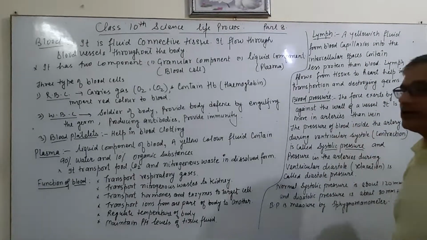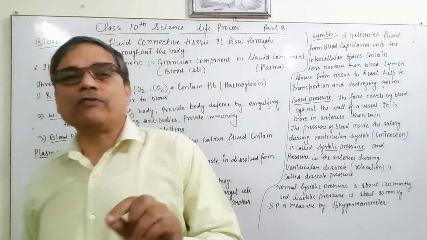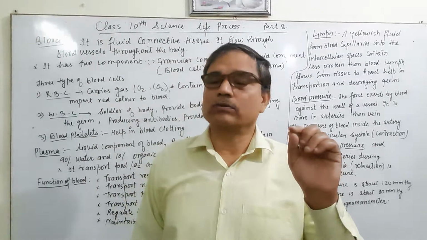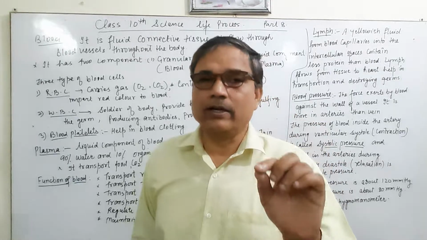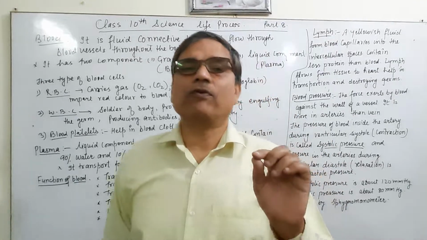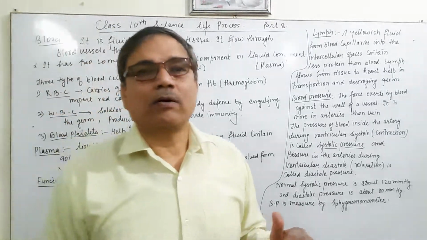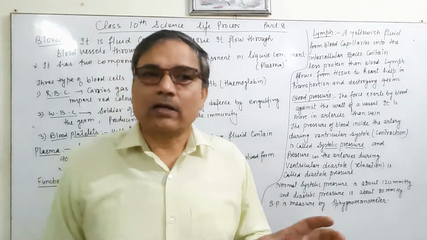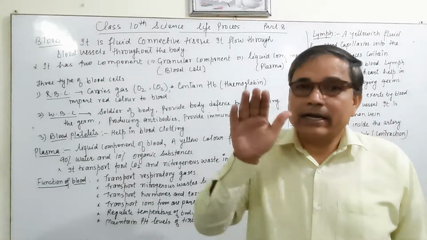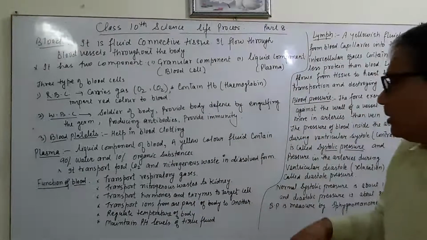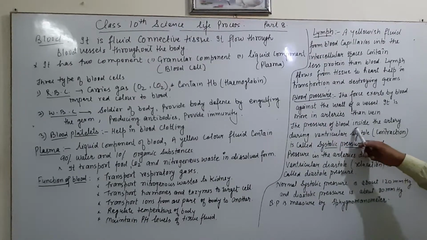Blood pressure is more in arteries than in veins. Therefore veins require valves to prevent the backflow of blood, because veins have less blood pressure as compared to arteries. Arteries have a high blood pressure, therefore the wall of the arteries is thick and deep.